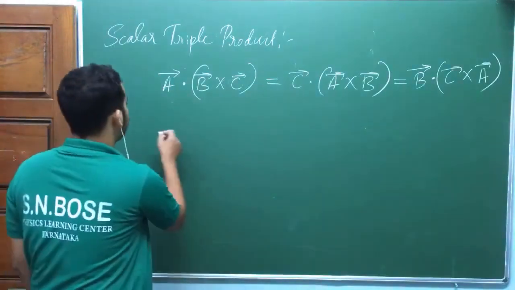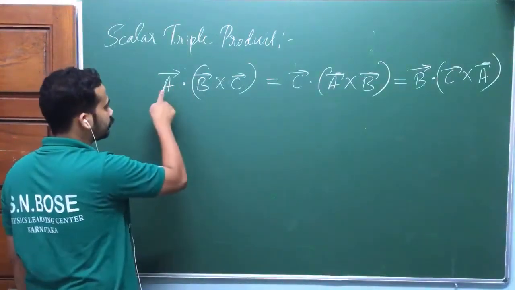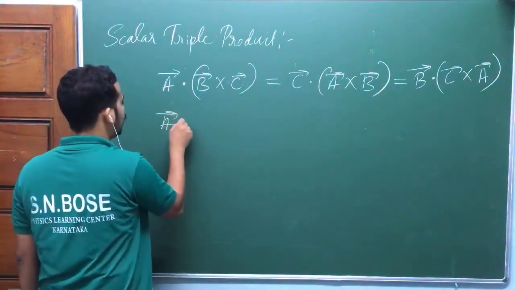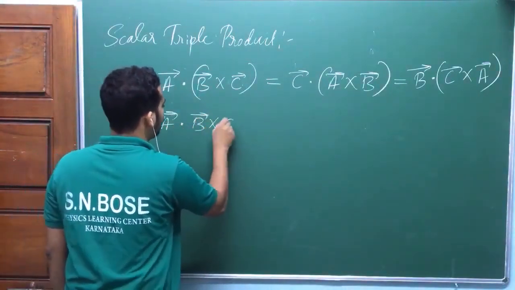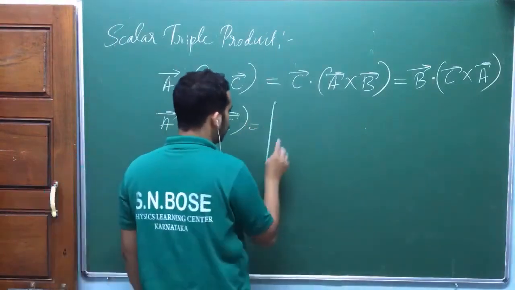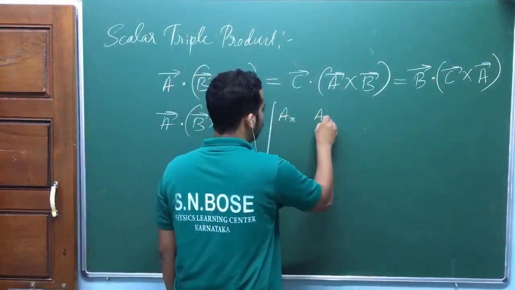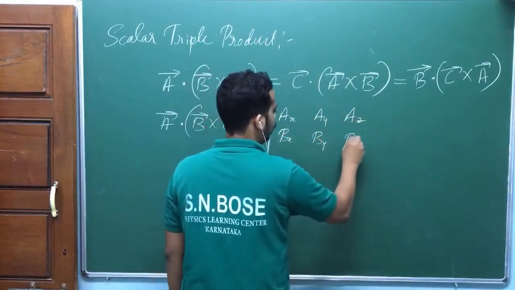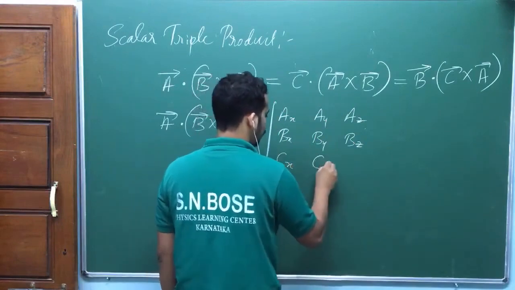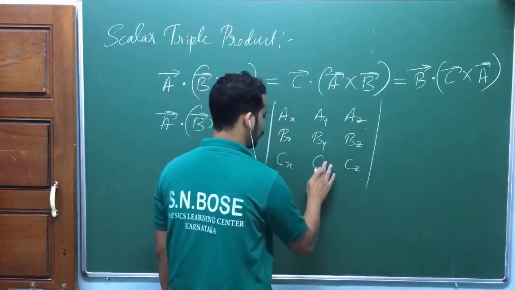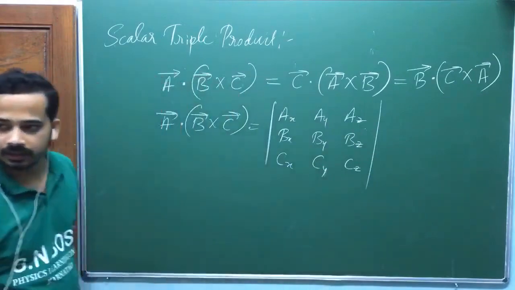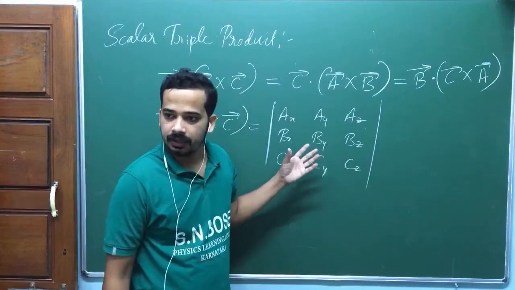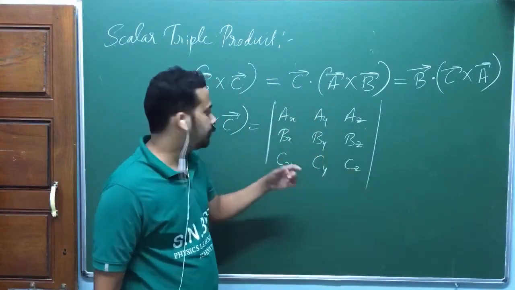Now, if you know the vectors in component form, A dot B cross C can be written as a determinant with rows AX AY AZ, BX BY BZ, CX CY CZ. Is that okay? Now look here. The value of this will become a determinant, am I right? Then the determinant properties will become properties of this one.